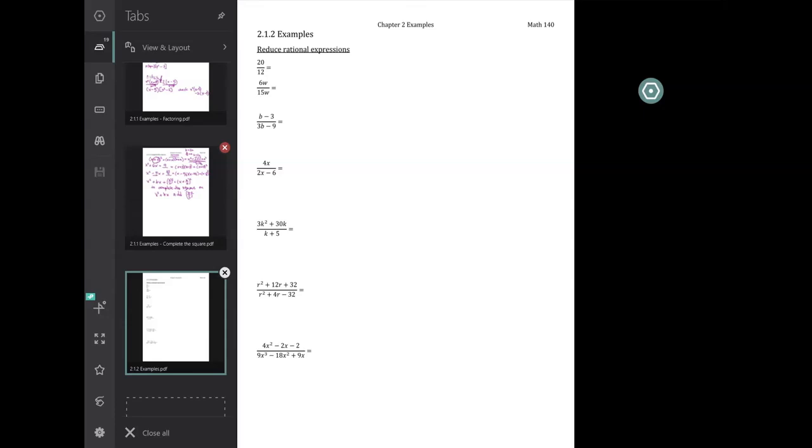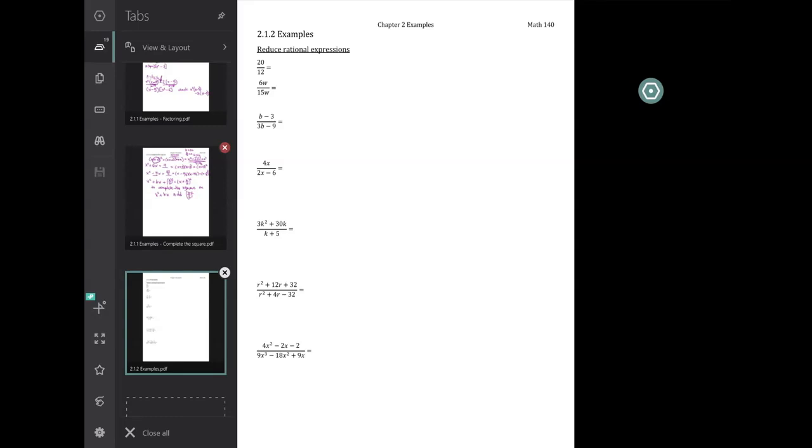We are ready to start working on rational expressions. Rational expressions are just fractions that have variables within them. So they can look really ugly and scary, but the rules are exactly the same as they were with numerical fractions. So in order to reduce or simplify a rational expression, it's the same thing as simplifying a fraction.